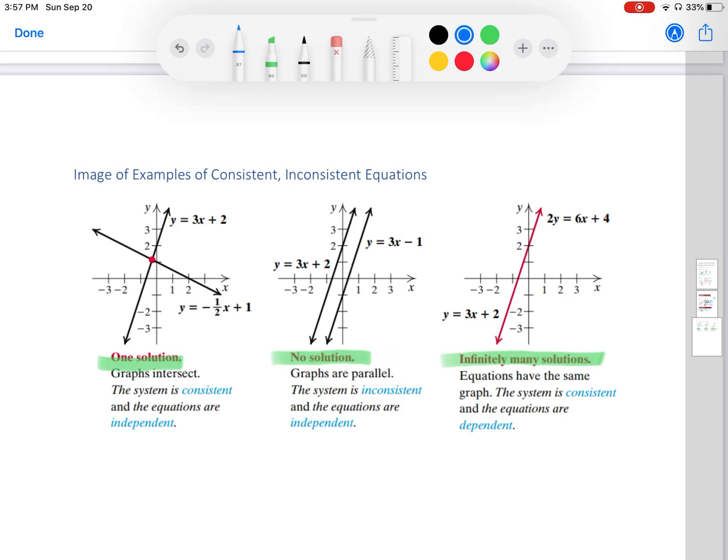On the first one, if we have one solution, we say the graphs intersect, the system is consistent, and the equations are independent. In our second option, if they never cross, the graphs are parallel, the system is inconsistent, and the equations are independent. And for our third option, the equations have the same graph, the system is consistent, and the equations are dependent.